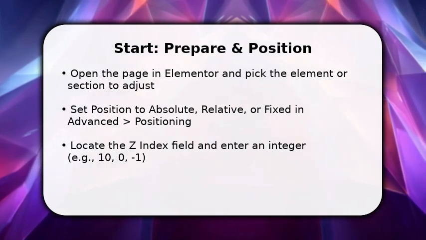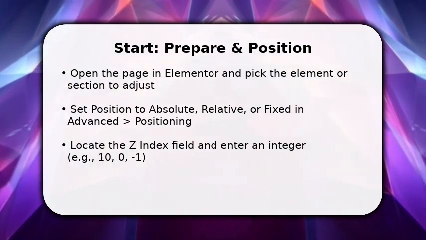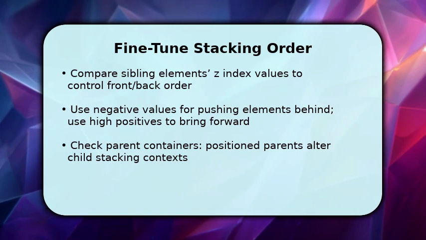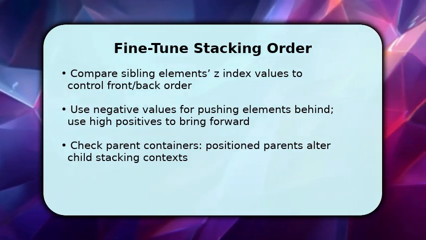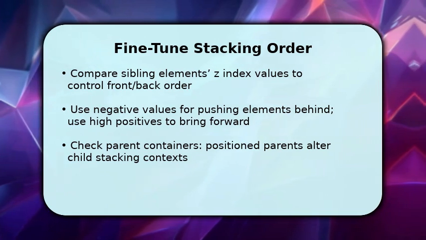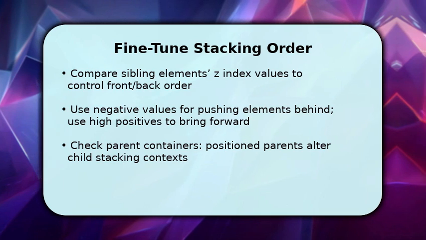Once you've set a z-index, continue by comparing sibling elements' values. The larger number appears on top. If something needs to sit behind, use a negative value like -1. Conversely, large positives bring items forward.